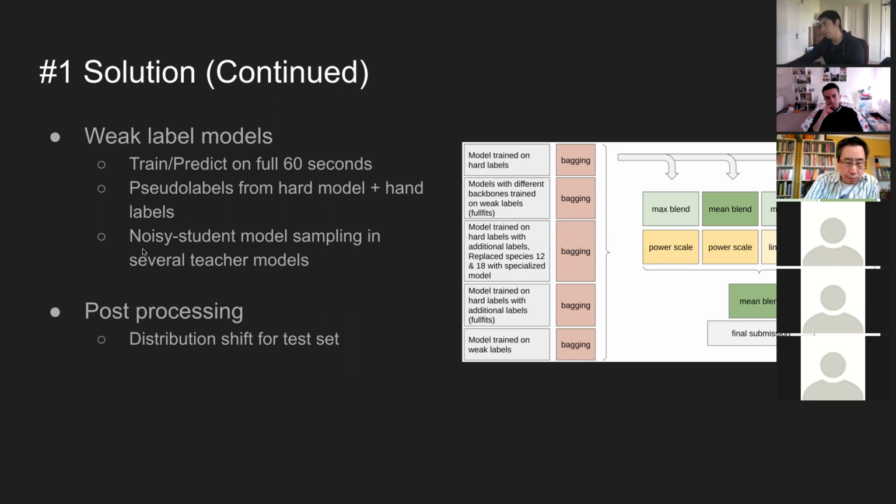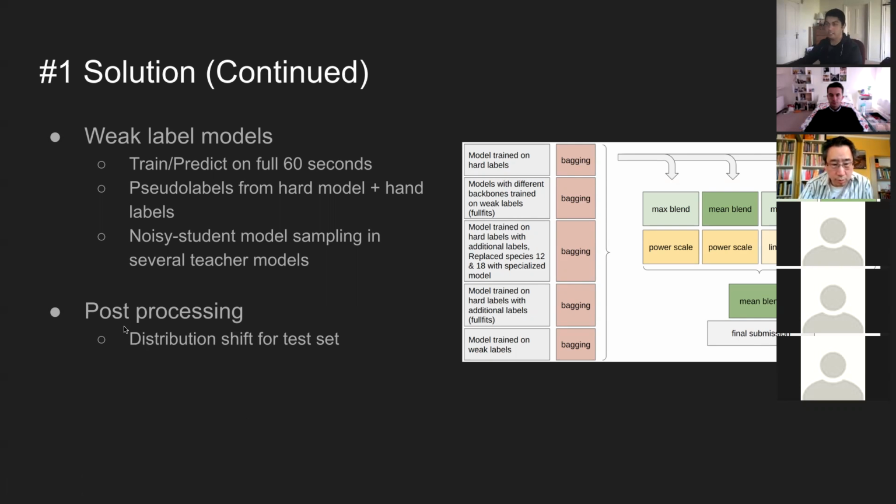And then they also introduced this concept of a noisy student model. Basically, the idea behind this is they had 10 different strongly labeled models, and then they would teach the weak label model from a random sampling of that. So if you have 10 strongly labeled models, you take a certain 60-second clip of audio, you give it the predictions from one of the models, and you have the weakly labeled model try to predict that. And so in some ways, it's distilling the knowledge of all 10 different models into that one weak labeled model, potentially.